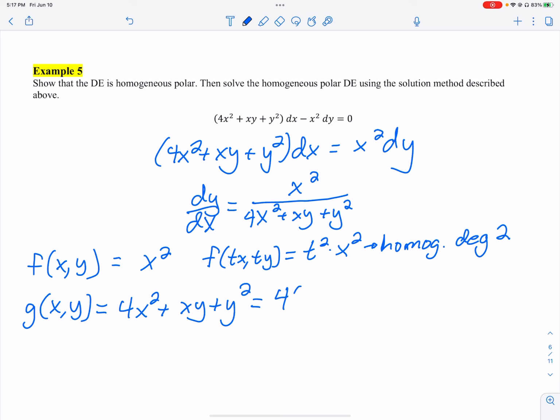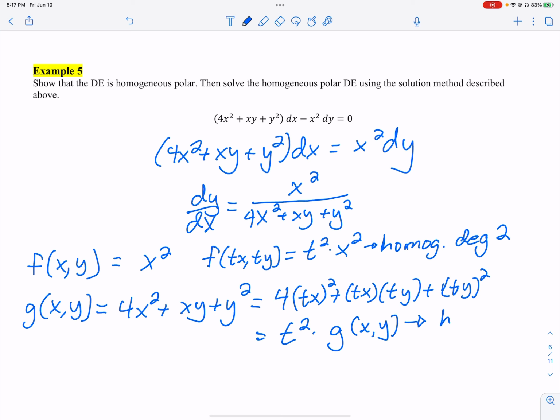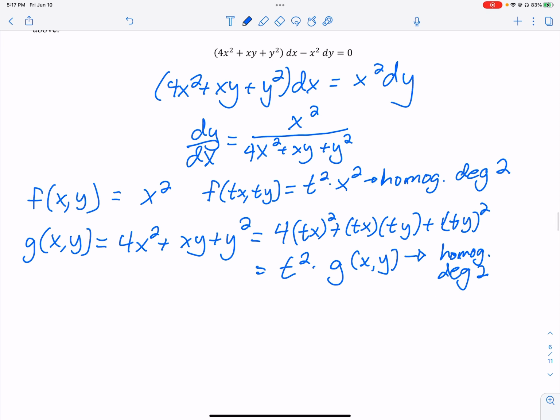I'm going to plug everything in there: 4(tx) squared plus tx times ty plus (ty) squared. I can see everything's going to have a t squared, so I'm just going to do this: t squared times g of x, y. This tells me it is also homogeneous degree 2. Since I have both of those, this tells me by what we just read that the DE is homogeneous polar. So we can continue with the method I'm about to show you.